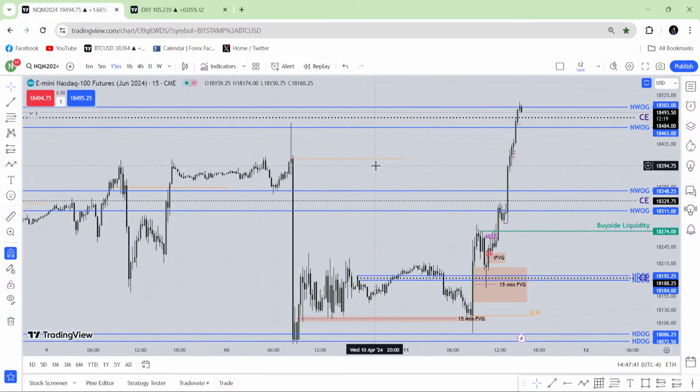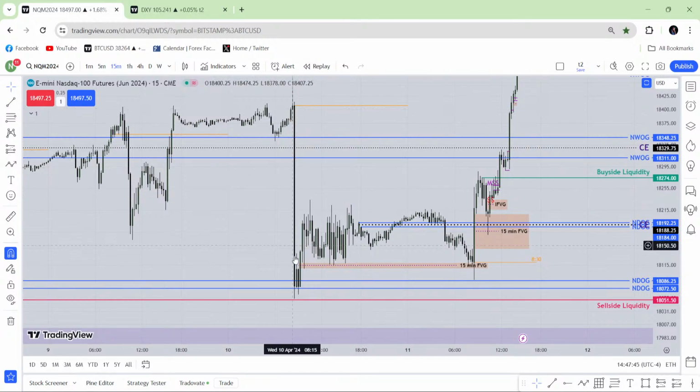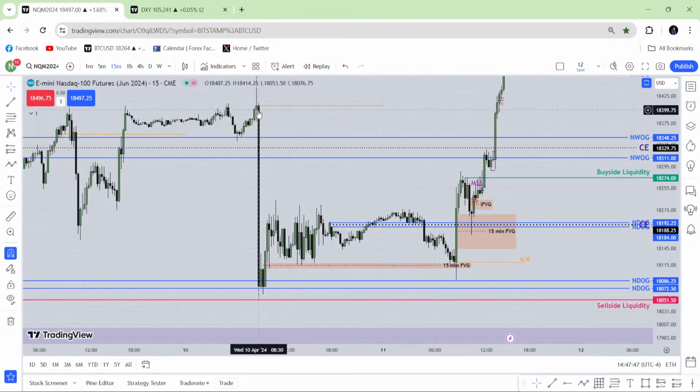Continuation of the expansion. Here the continued expansion didn't happen. You will see, is this that expansion? No, this is not expansion. This is just a 15-minute candle. Just look at this candle, just one candle from the 15-minute chart. This is actually the manipulation.